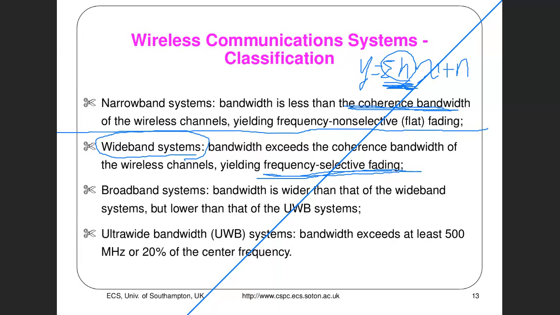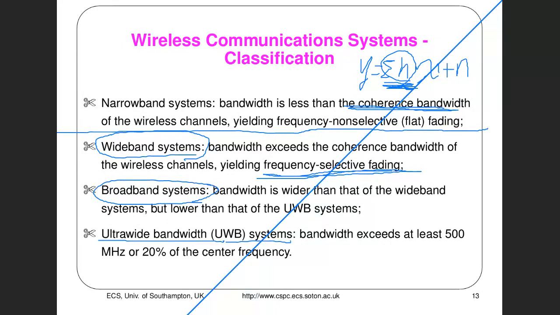So things can get worse. If the signal bandwidth is even wider, the system becomes broadband. The definition of broadband is different from computer science. In computer science, when you see the word broadband, you probably think about internet connectivity. But here it defines a system in which the signal bandwidth is really wide. And then things can get even worse, which is the ultra wide bandwidth system.